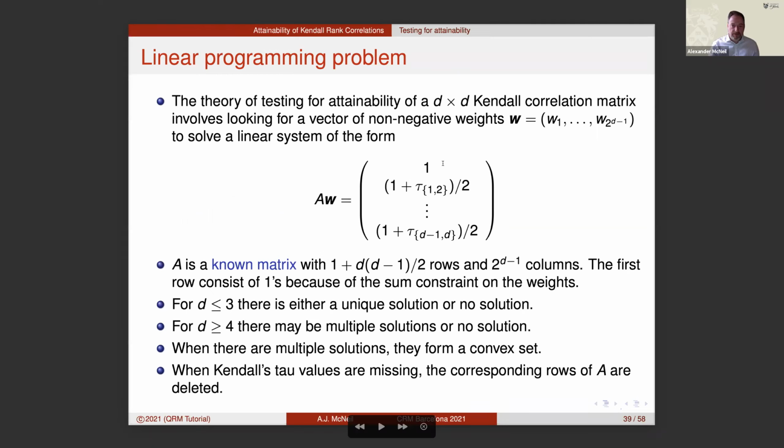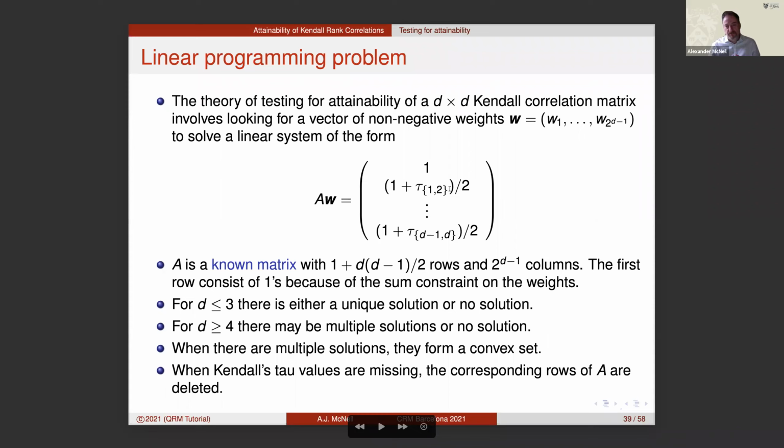And I'm going to tell you about the vector on the right-hand side. For the vector on the right-hand side, we take the Kendall correlations. So we have tau 1,2. In theory, we would have tau 1,3, tau 1,4, depending on how many variables we have. The last one would be tau d-1,d in d dimensions. So in 4 dimensions, the last one would be tau 3,4. We add 1 and we divide by 2.